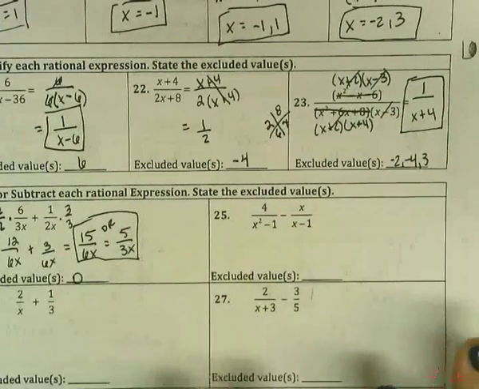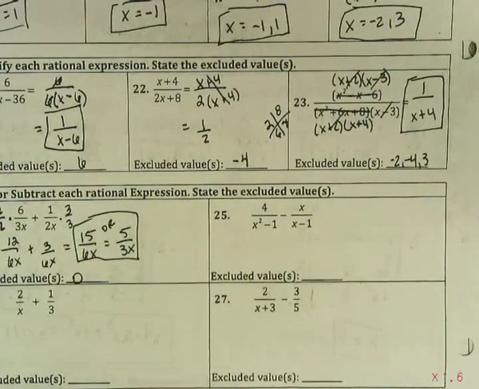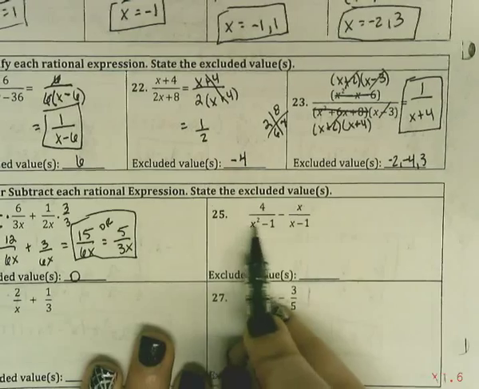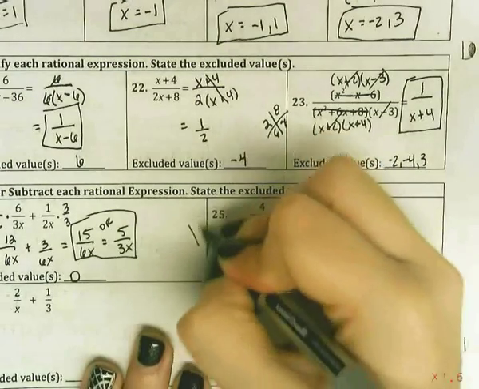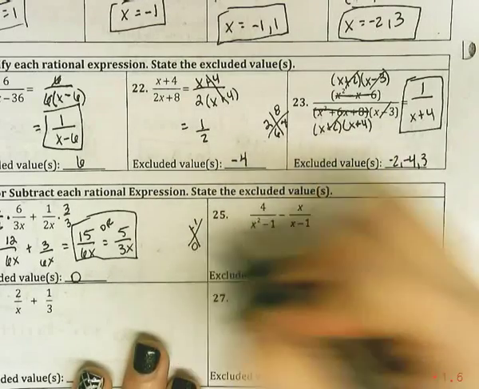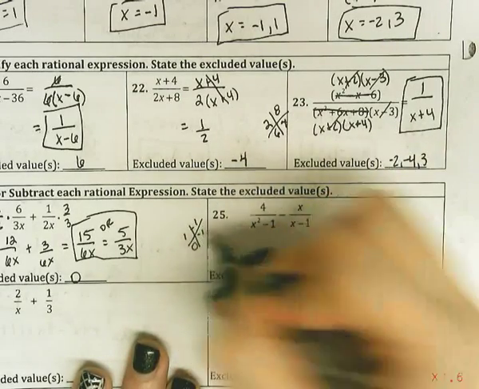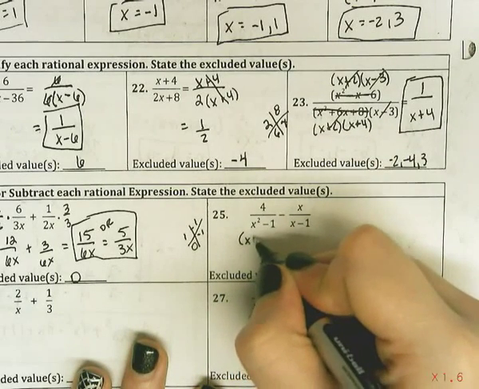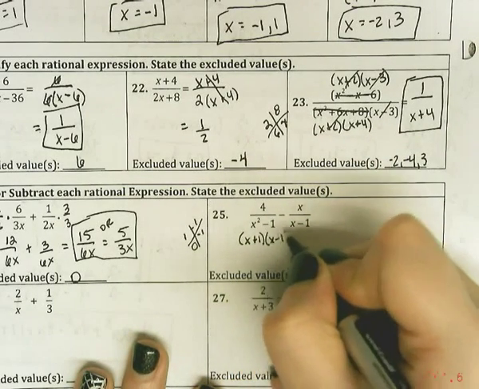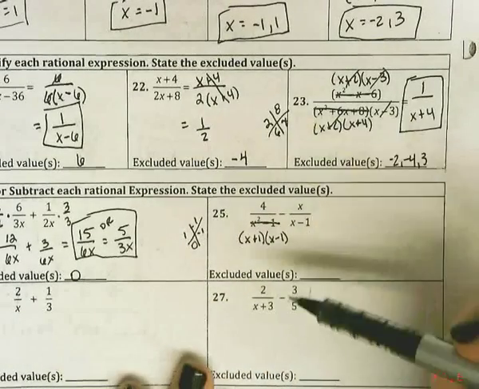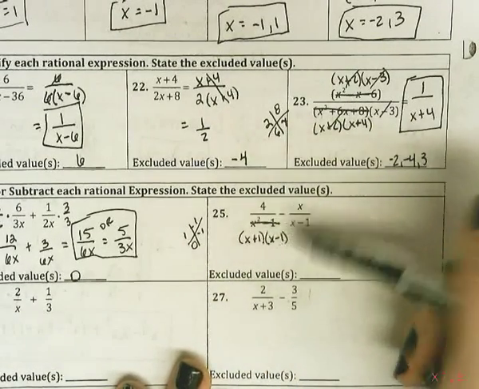Number 25. 4 over x squared minus 1 minus x over x minus 1. Now when we're looking at this right here, we got x squared minus 1. That's something we can factor. Let's go over here. I'm actually going to do it over here because I'm done with that problem. C is negative 1, B is 0. 1 times negative 1 gives me negative 1 and adds to 0. I'm hoping that you guys are starting to see that that's a difference of squares, but if not, you can always do that.